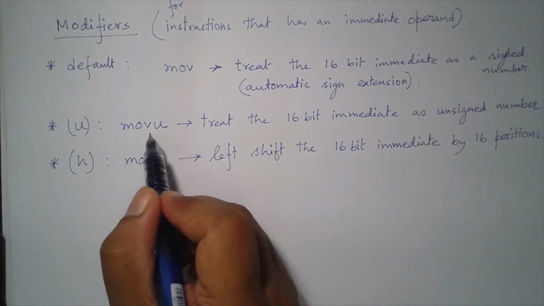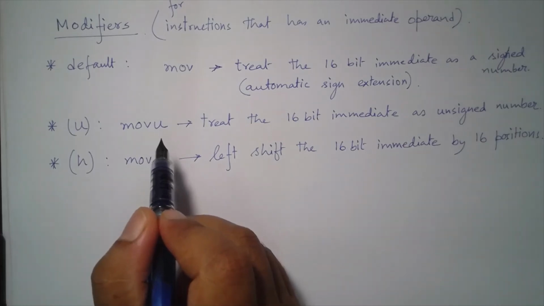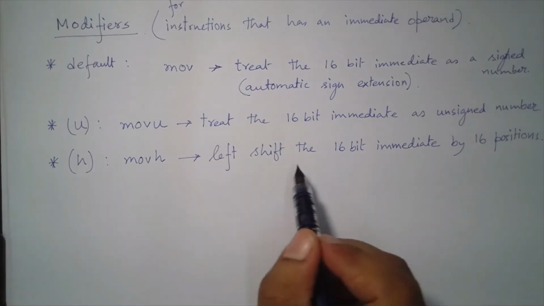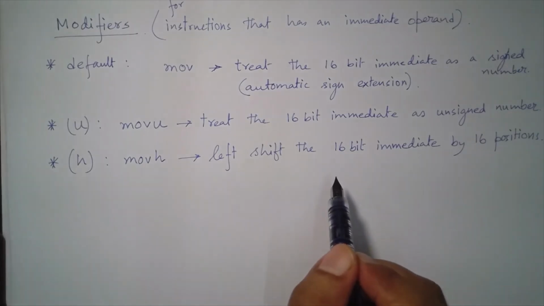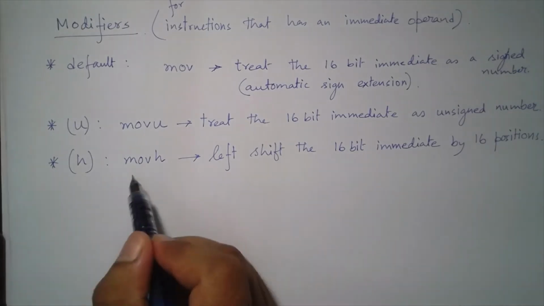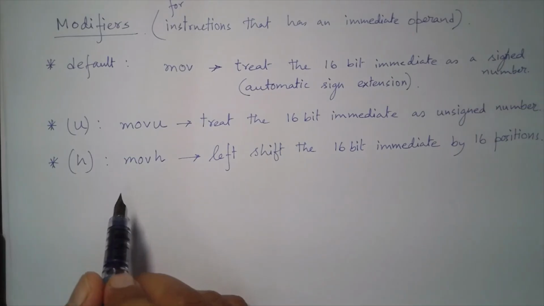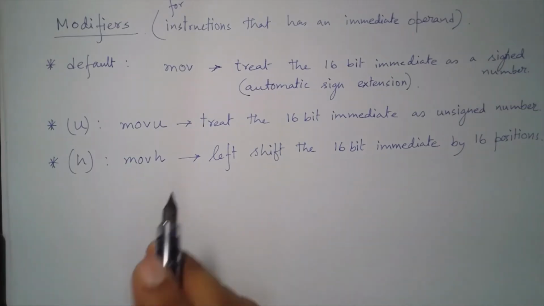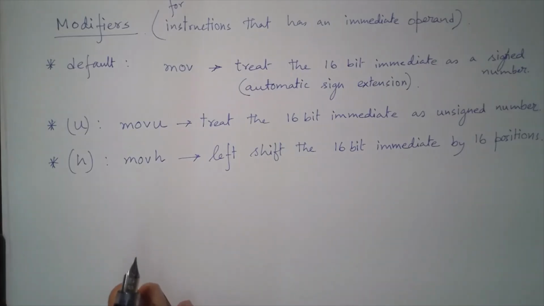If we add this u suffix, that means the 16-bit number will be treated as an unsigned number, and if we have this h suffix, then this 16-bit number will be the more significant 2 bytes of our 32-bit number. So, I will try to show it pictorially.